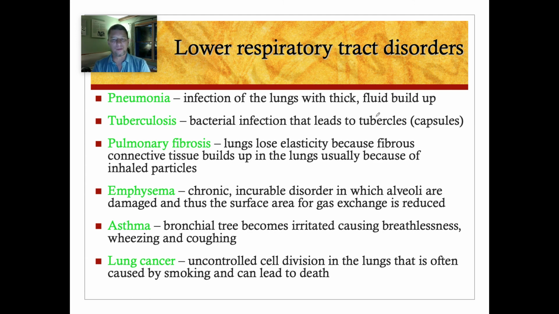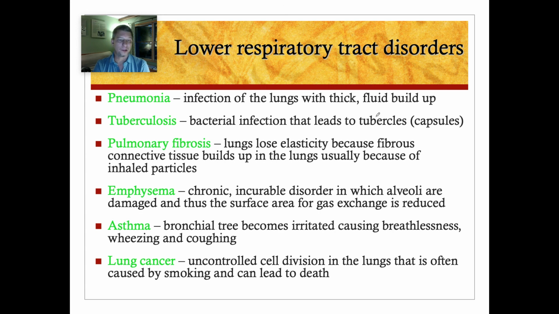Now, tuberculosis, it's not COVID, I promise, is a bacterial infection that leads to tubercles, little capsules produced by these bacteria in the alveoli. And again, this makes it difficult to breathe. Pulmonary fibrosis is a condition where the lungs lose their elasticity because connective tissue builds up inside the lungs, typically because of inhaled particles like cigarette smoke or coal dust and that sort of thing. Emphysema is a similar condition. It's chronic, incurable. The alveoli become damaged, and therefore the surface area for gas exchange is diminished.